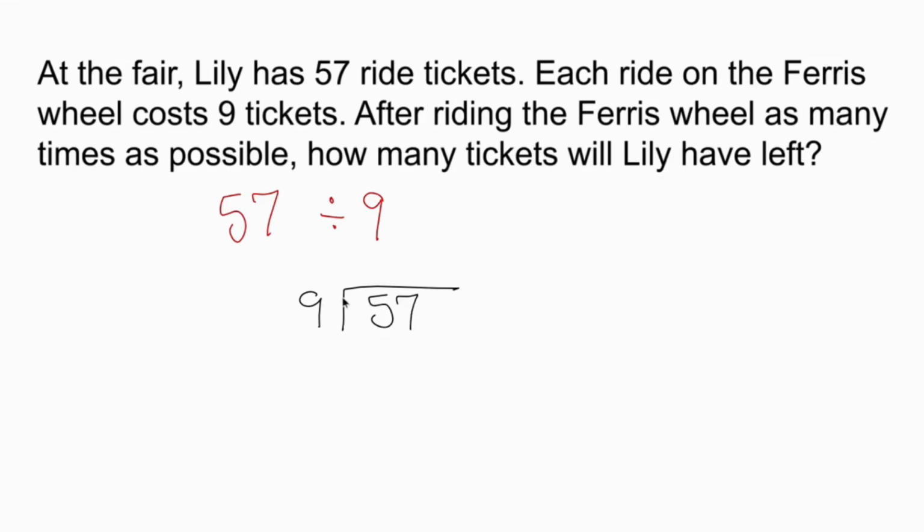Well, it's not exact. 9 goes into 54 6 times. So 6 times 9 is 54. You subtract and get 3. So no more numbers, remainder 3.